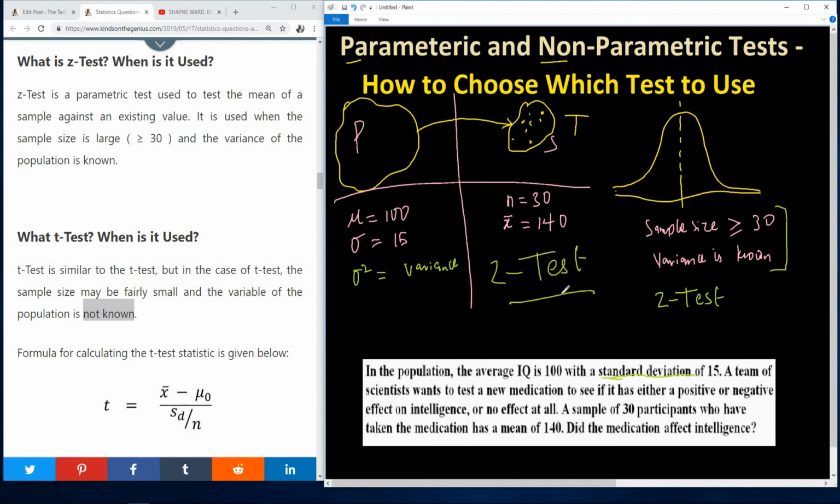If the sample size is less than 30, very small, and the variance is not known, then we are talking about the t-test. These are the two confusing tests that you need to know among the parametric tests. I'm going to stop here. Then in the next lesson, we look at the procedure to solve this problem and find the solution using real hypothesis testing procedures.